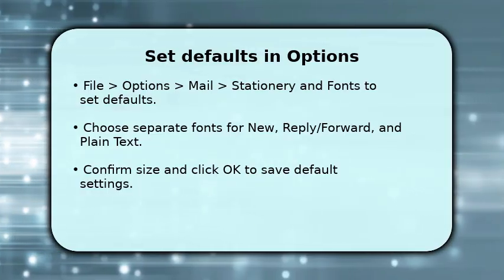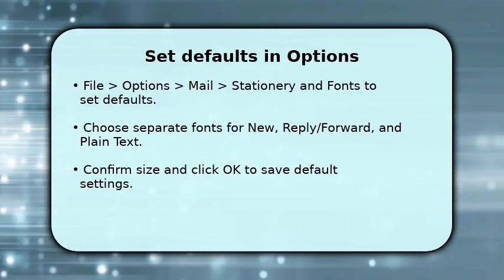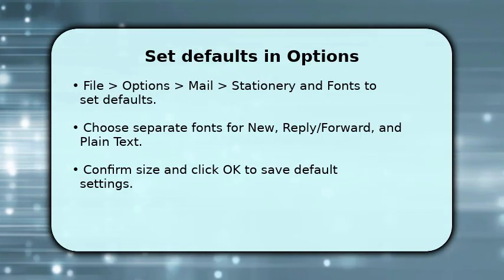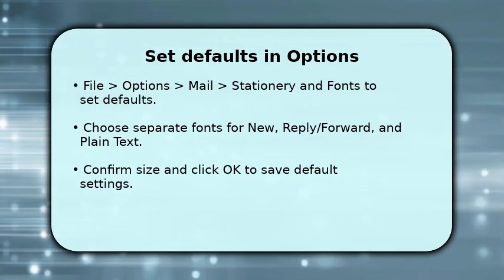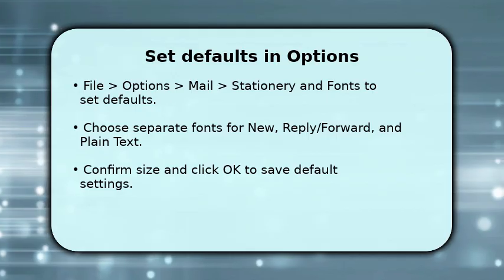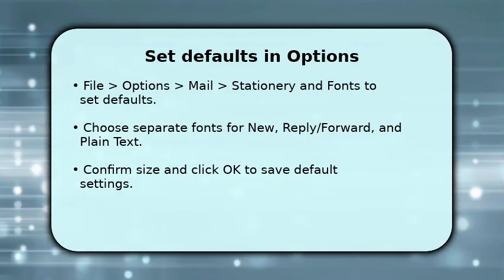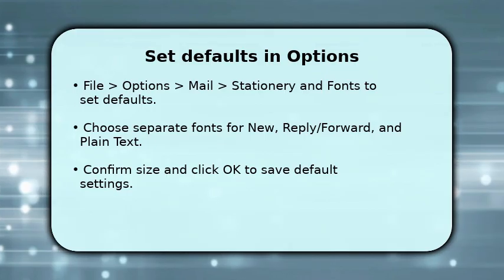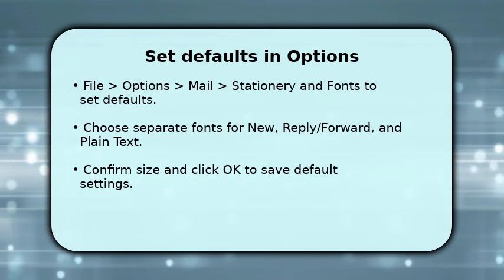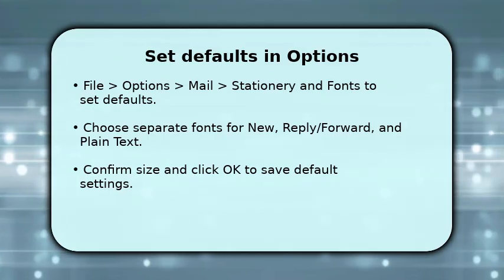Go to File, choose Options, then Mail and click Stationery and Fonts. In that dialog, select the font and size for new mail, replies and forwards, and plain text separately because each can behave differently. Pick sizes that balance readability and layout. Larger sizes increase line length and may wrap differently. When you confirm and click OK, Outlook will apply those defaults to new messages going forward.